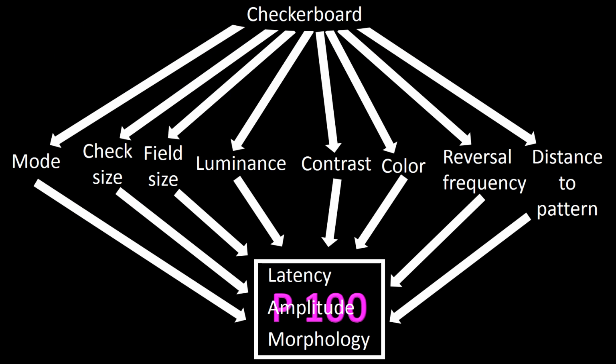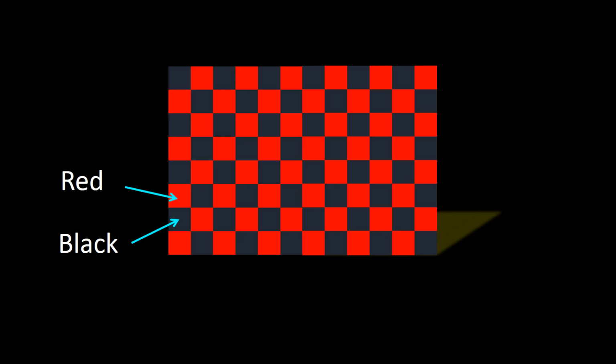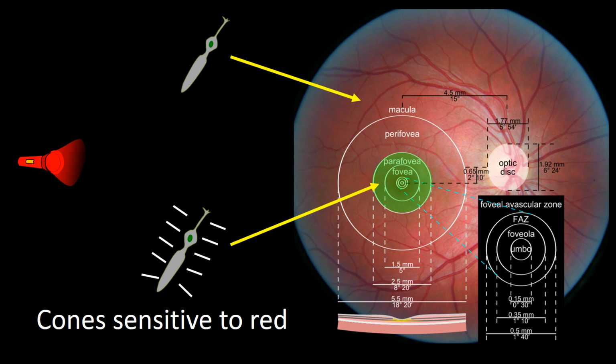Another factor that influences P100 is color. Most checkerboard pattern reversal visual evoked potentials are done with white and black checks, but other colors such as red and black can be used, and they may provide information regarding the status of the parafoveal and foveal region more accurately and earlier than visual evoked potentials conducted with white and black checks. The reason for this is that the cones that are present in this area are more sensitive to red and black than to white and black checks. Thus, damage to the foveal and parafoveal region will probably be first detected using red and black checkerboards.